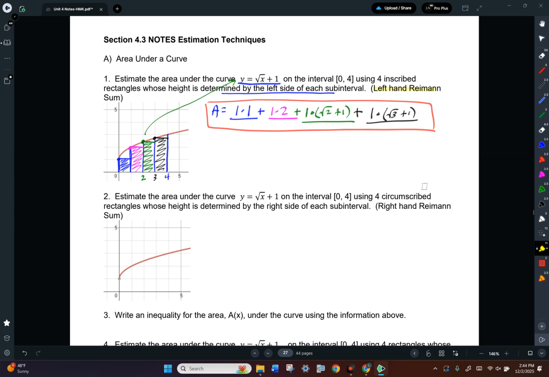Now, I want to point out up here in the equation, when you use the left side of the rectangles, that's called a left-hand Riemann sum. Riemann sum just means you're adding up rectangles. Left hand means you're using the left side of each rectangle to determine the height.